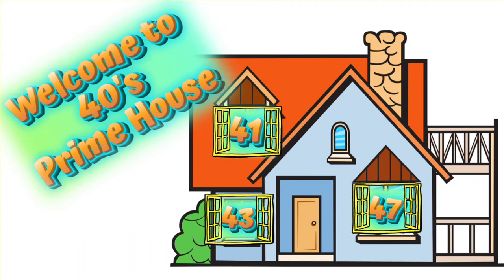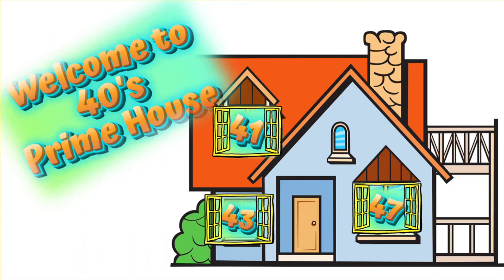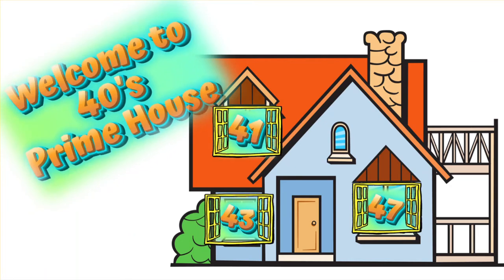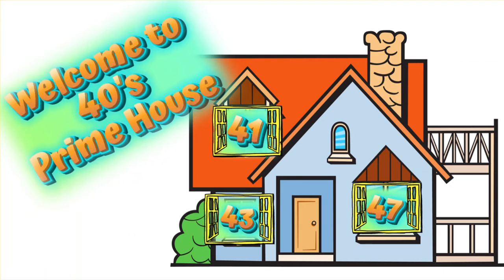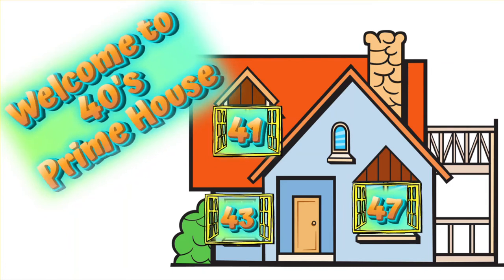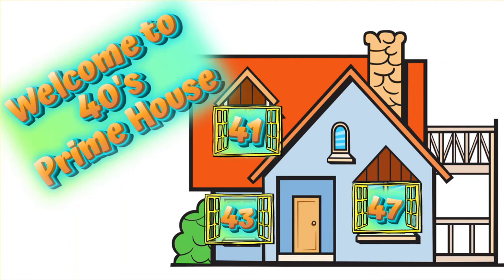And they are all, right? 1, 3, and 7. So in 40's house, there are 3 prime numbers. In 40's house, there are 3 prime numbers. And they are 41, 43, and 47. I can only hear the voices of those people on this side. What are the 3 prime numbers in 40's house? 41, 43, and 47. Are we sure we understand it?